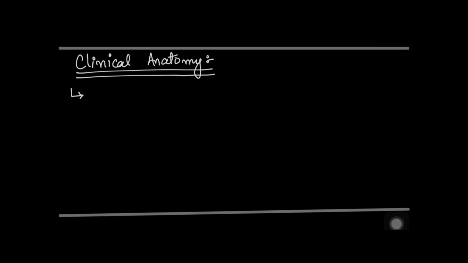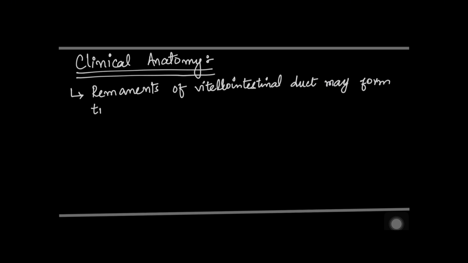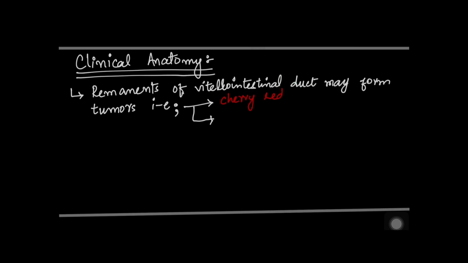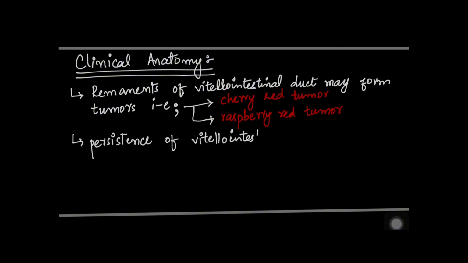Now, clinical anatomy. Remnants of the vitelo-intestinal duct may form tumors, i.e. cherry red tumor or raspberry red tumor. Persistence of the vitelo-intestinal duct results in a fecal fistula.